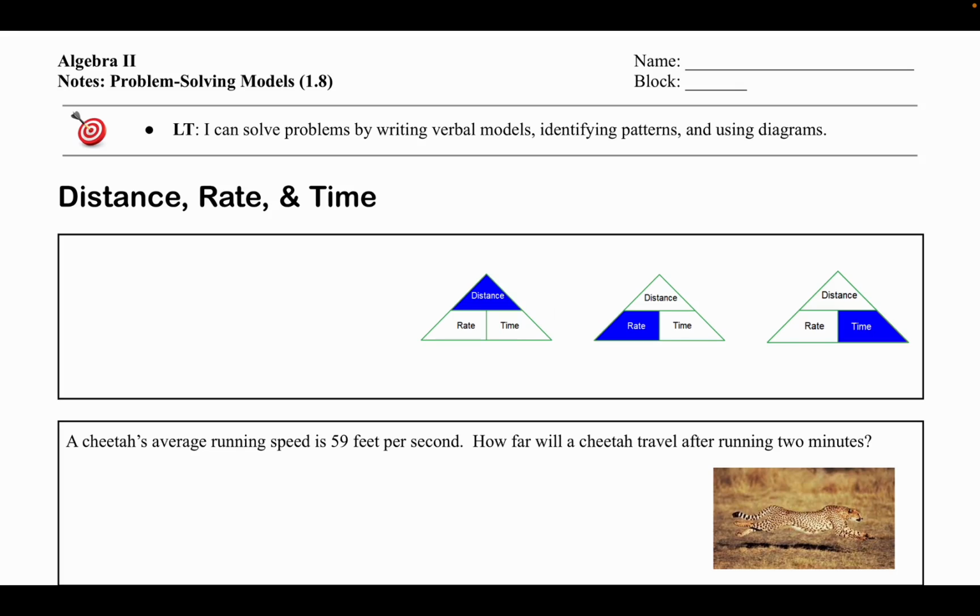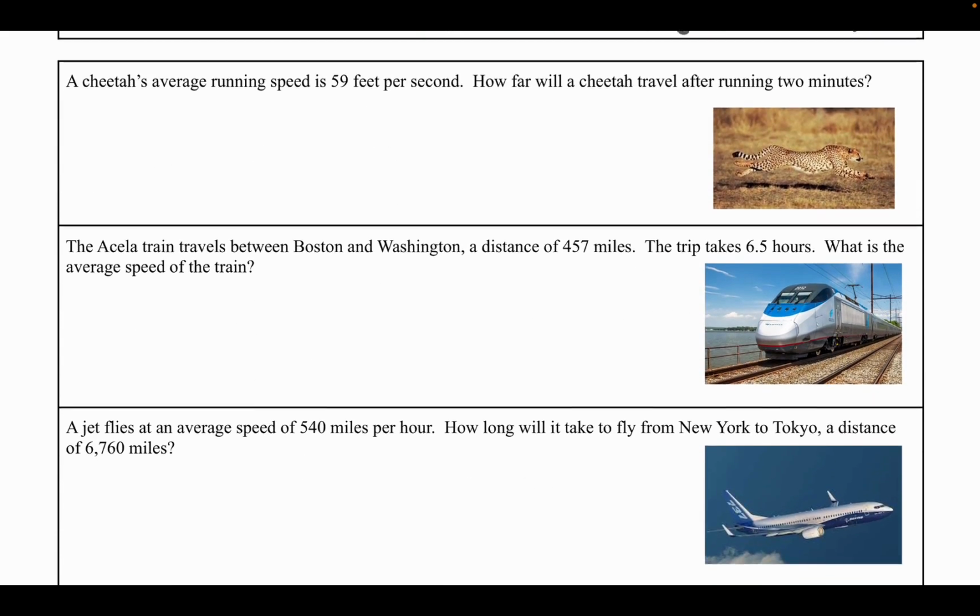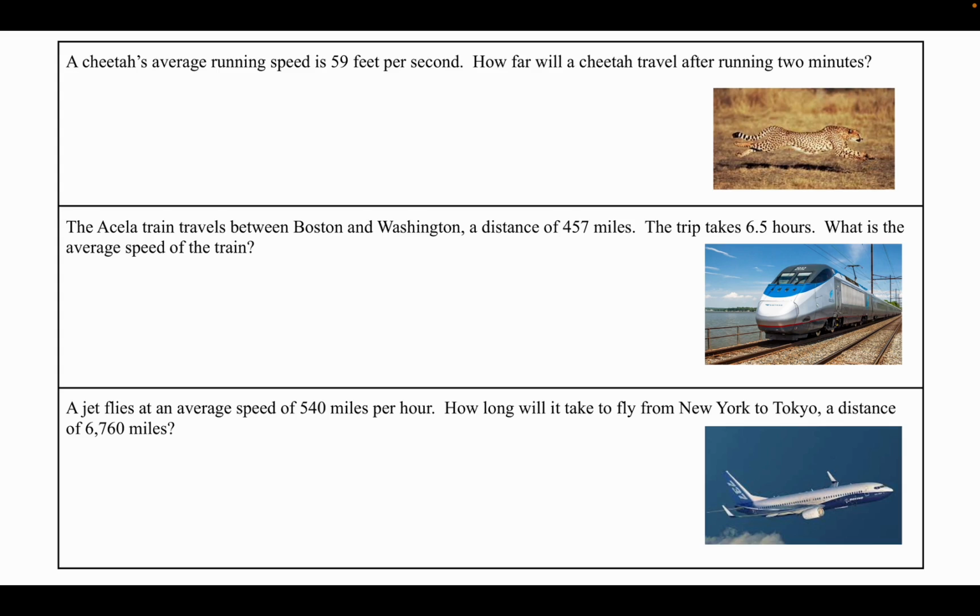The quantities of distance, rate, and time are related such that the distance traveled is a product of the rate of travel and the time of travel. Of course, if we solve that formula for r, we obtain that r is the quotient of distance and time. Or if we solve the formula for time, we get that time is the quotient of distance and rate. So some ways in which this relationship can be used are exemplified in some of these examples to follow.